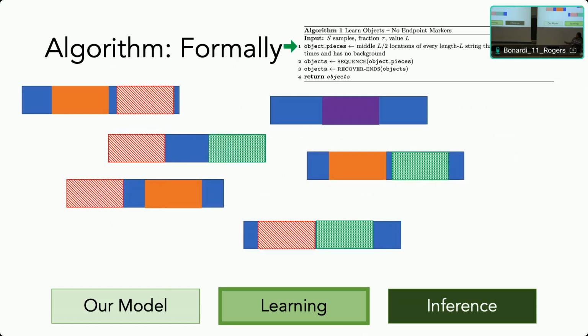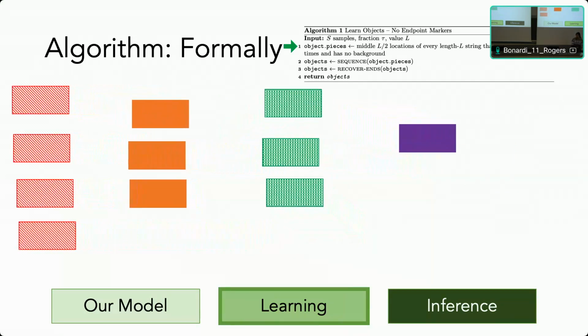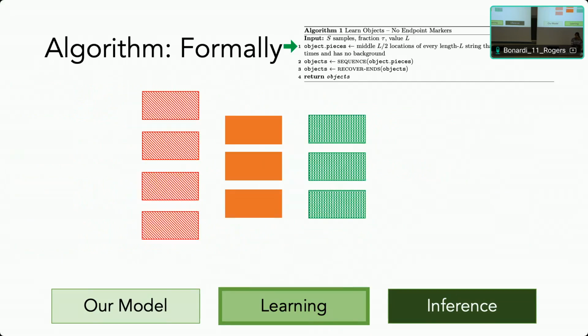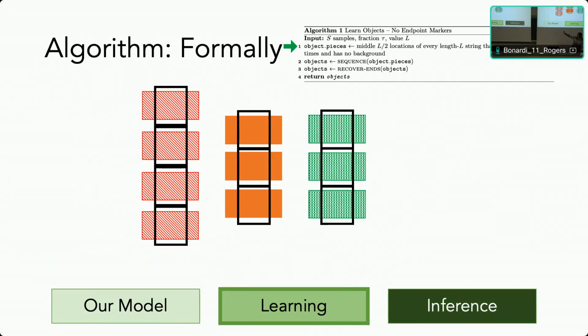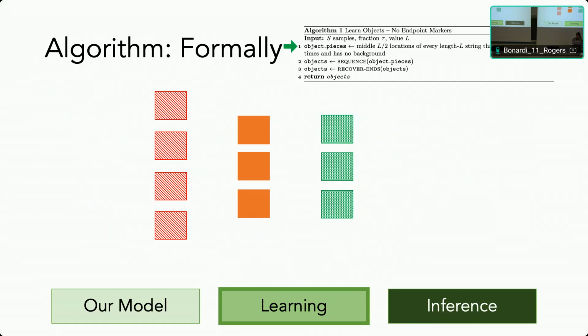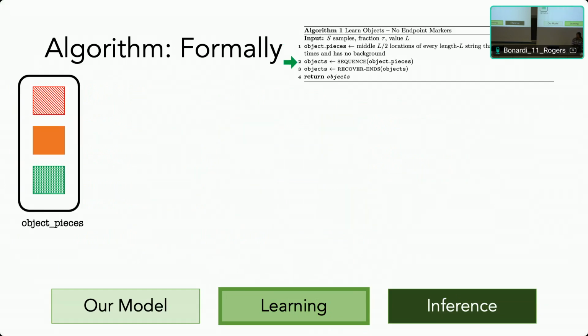So this is the statement of the algorithm, and we can work through an example. Here, the backgrounds are blue and the pieces of objects are highlighted. The first thing we're going to do is collect all the pieces that we see. Then we'll discard ones that we don't see frequently enough. Now we're going to discard the ends of each of these, because you can have edge effects of not knowing whether this extra bit on the end is a part of the object or not. And so we discard those. Now we have a collection of object pieces that we can pass into the sequencing algorithm.